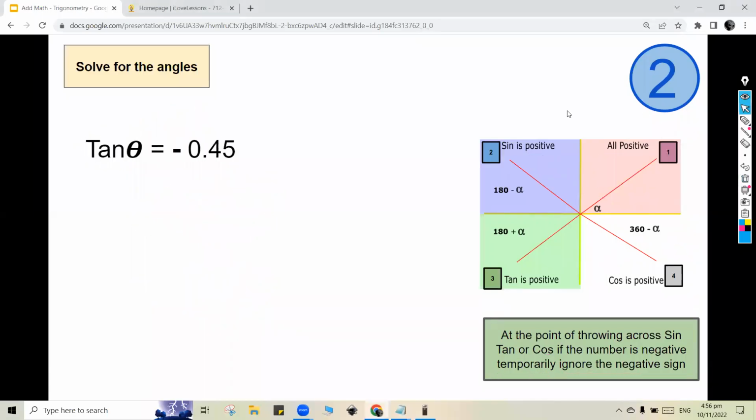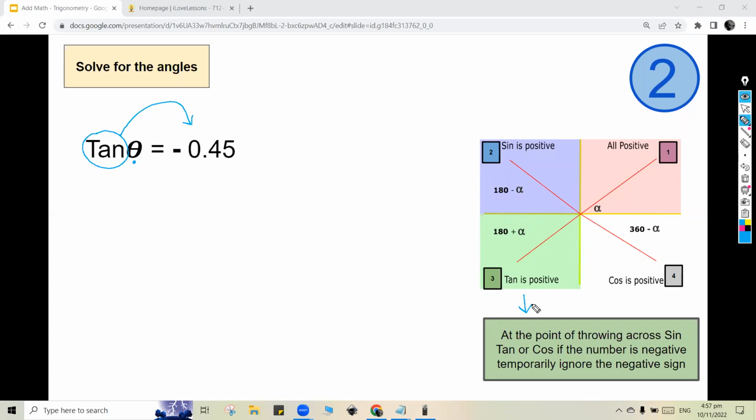So that's question 1. Let's see what happened with question 2. Look at this question here. We have tan theta is equal to negative 0.45. So if we want to solve for theta, well, guess what? We have to throw across the tan, and we will get tan inverse. But when the tan is flying across the equal sign, he says, uh-oh, wait, the number waiting on this side is negative. So does the rule in the green box apply now? What do you all think?